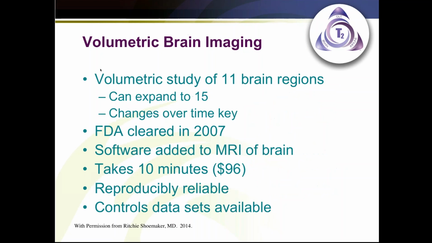So one of the consequences of all of this inflammation and a degradation of the individual's terrain is that there's a great impact on the brain. I mentioned this in several slides in the past, but what we've done then is begun to overlay a measured response with regard to a volumetric assessment of 11 key areas of the brain.